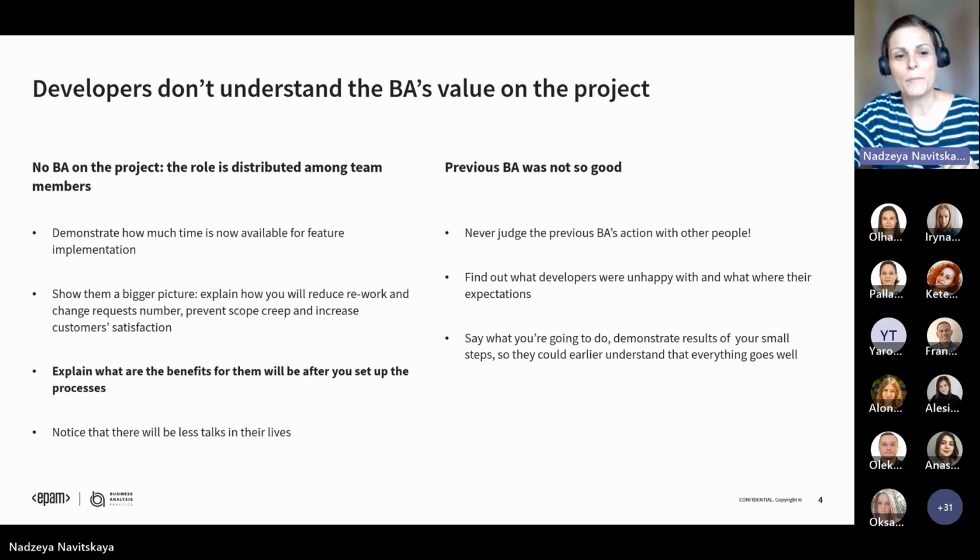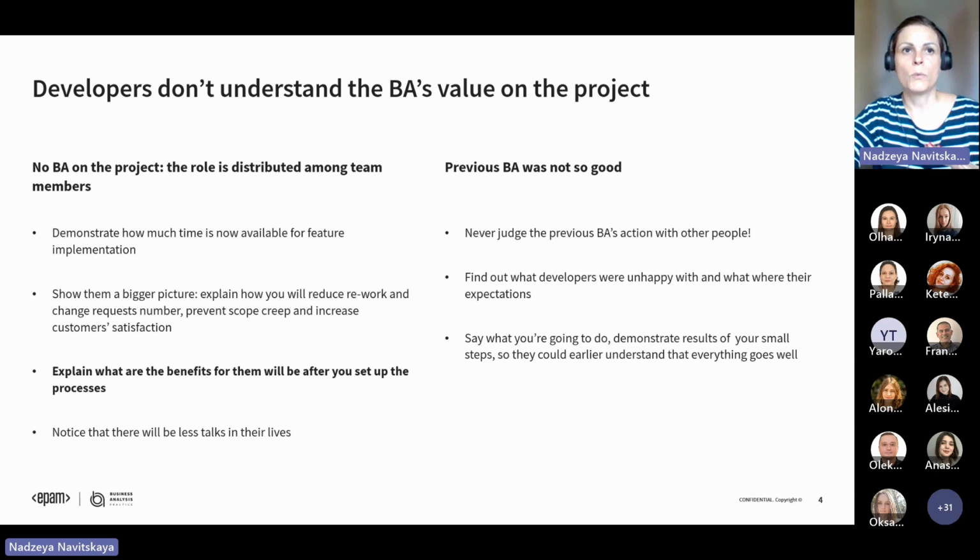So, okay, let's probably finish with this part and move to the next part, which is connected to the case where the previous BA was not so good. Of course, sometimes it may happen, and the first thing that I would advise in this case is that you never, ever judge the previous BA's actions with other people, with this team, with developers and so on, because it's not actually your aim. You shouldn't be focused on negativity, and of course, no gossip.